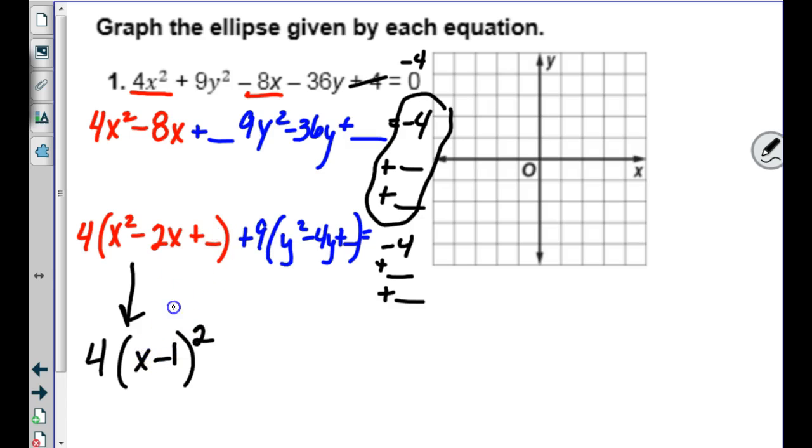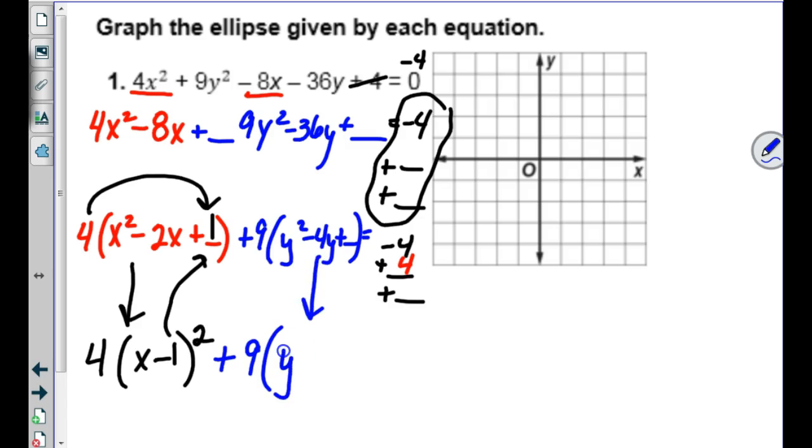What goes in this blank? 1. That number squared, which is just 1. But this one gets a 4 times 1, or a 4 over here. Okay? Then I have plus 9. Half of this is minus 2. Be careful. You won't get the center right if you don't watch your signs. Square it and put it back in this blank, and it's a positive 4. But 9 times 4 is 36. Negative 4 plus 36 is just 36.